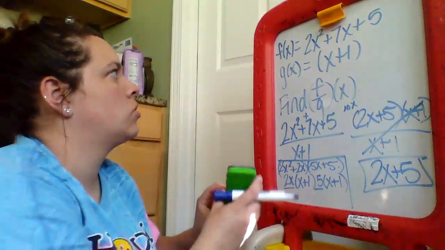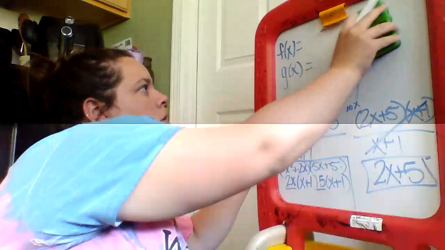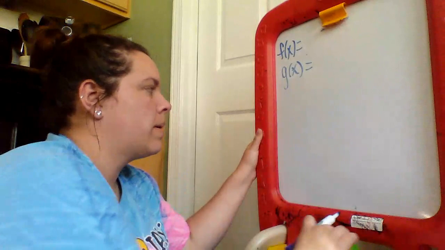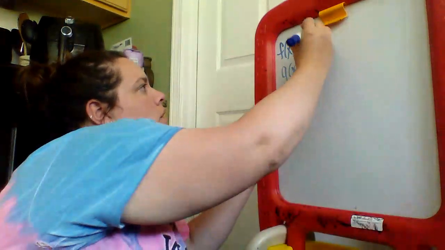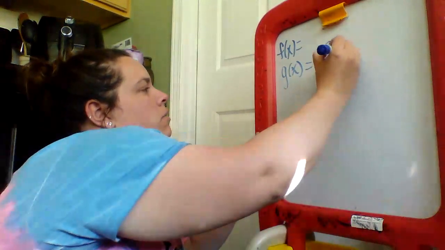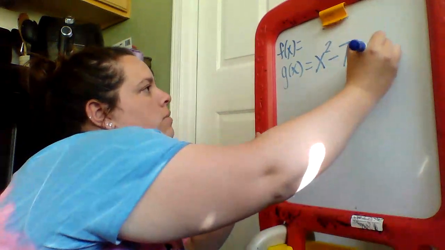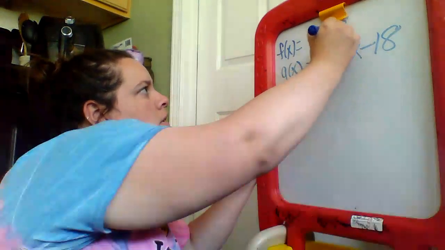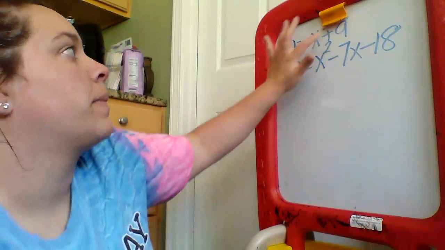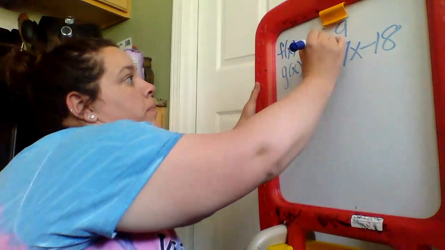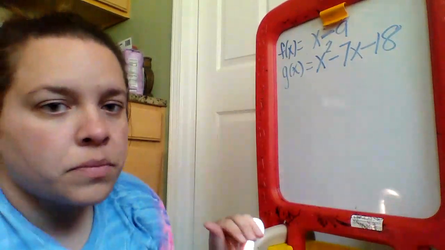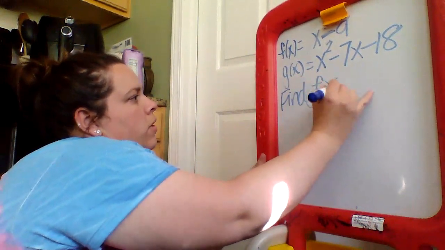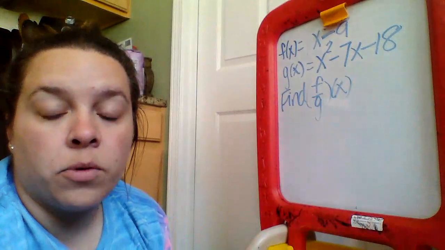Let's do... how about... Let's go and erase that. f of x equals x minus 9, and g of x equals x squared minus 7x minus 18. Make that minus 9. Sorry, I'm making this one up off the top of my head. Okay, so I want you to find f divided by g. Go ahead and pause me, try it, and then we'll look at it.